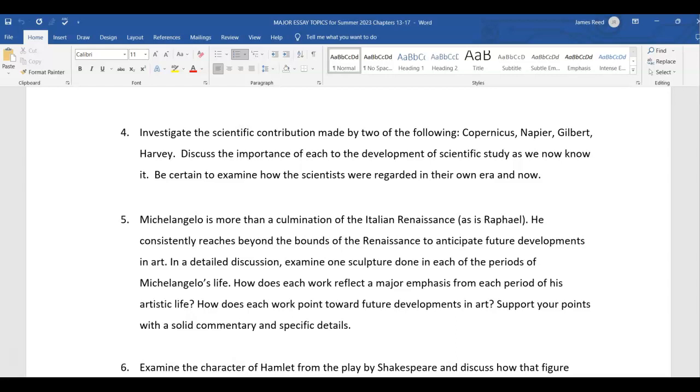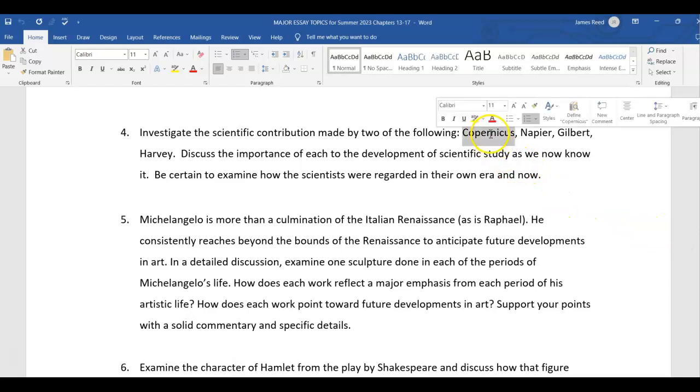And I want you to discuss what these scientists, the two you select, contributed, and also how they were thought about. How it says here, how they were regarded during their era, their time, and also how they're viewed now.